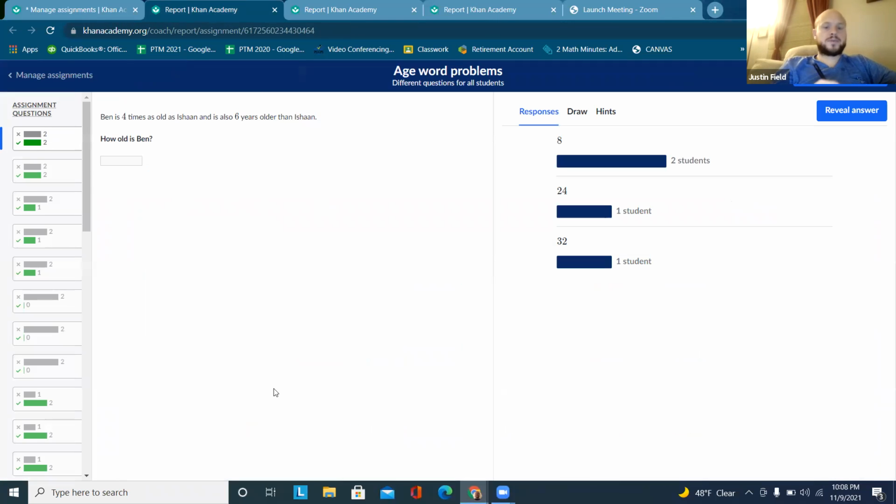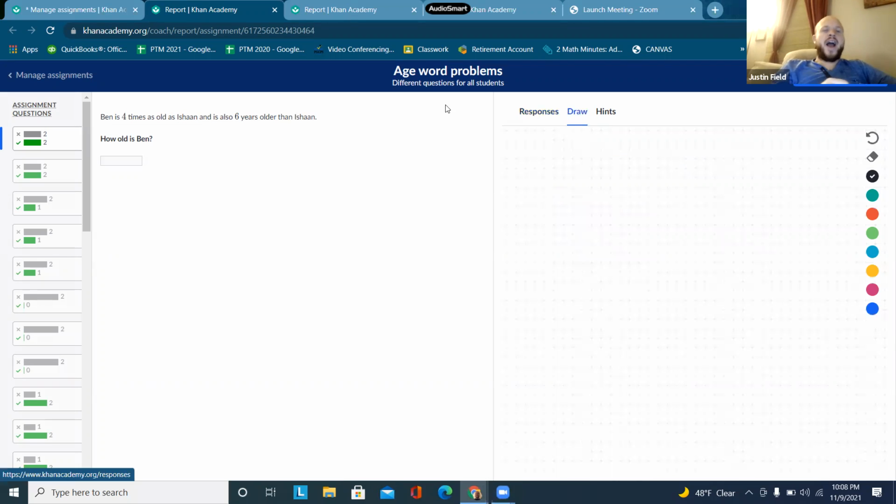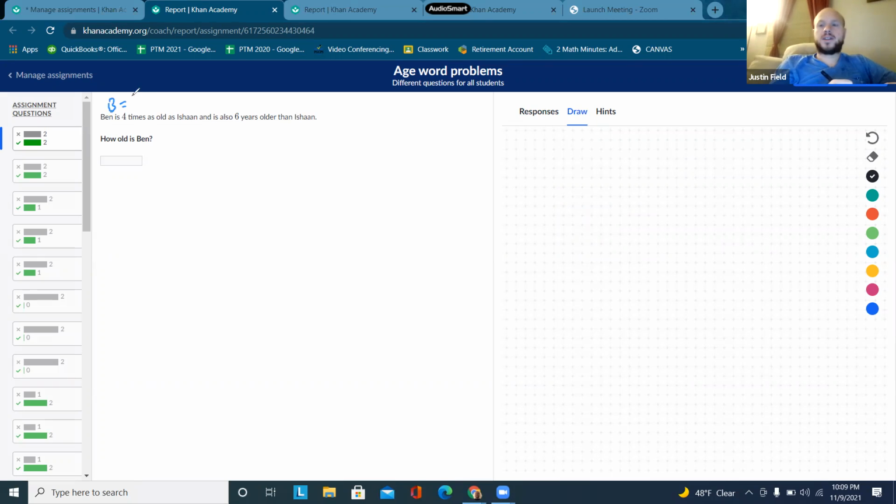Age word problems. So when we're doing the age word problems, first thing we want to do is read it. Ben is 4 times as old as Ishan and is also 6 years older than Ishan. Okay, so if you're not sure about this, then you can put in some numbers to make sense of the problem. So let's say Ben is 32. Ben is 4 times as old as Ishan. So how old would that make Ishan? That would make him 32 divided by 4, 8, right?